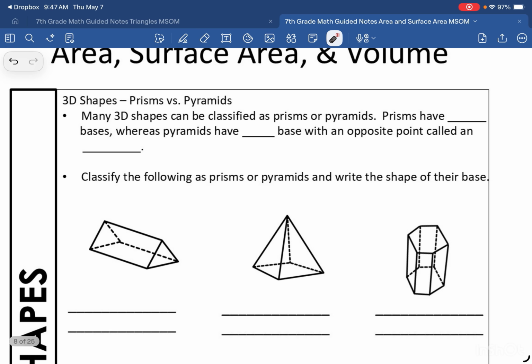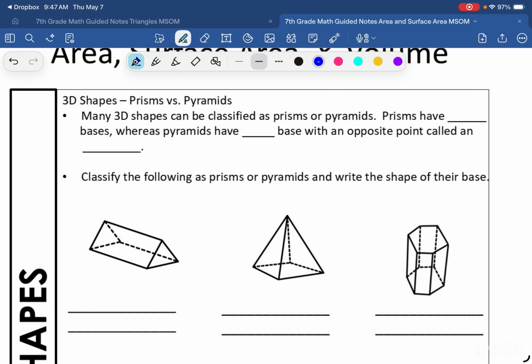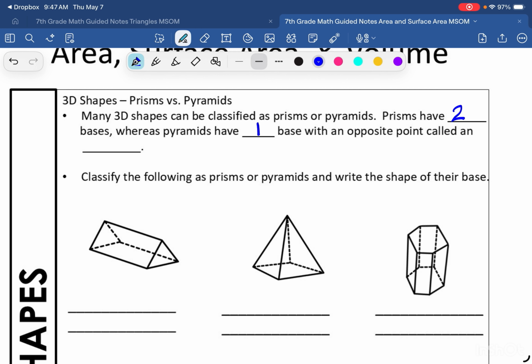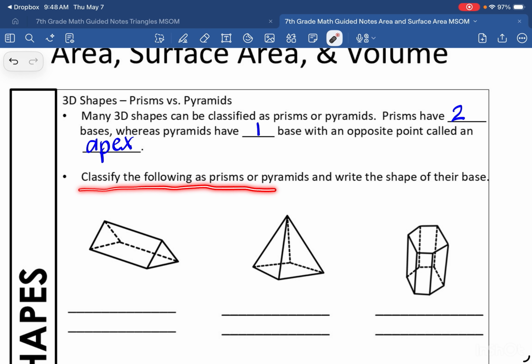Let's move on to 3D shapes, prisms versus pyramids. Many 3D shapes can be classified as prisms or pyramids. Prisms have 2 bases, whereas pyramids have 1 base with an opposite point called the apex. Classify the following as prisms or pyramids and write the shapes of their bases.